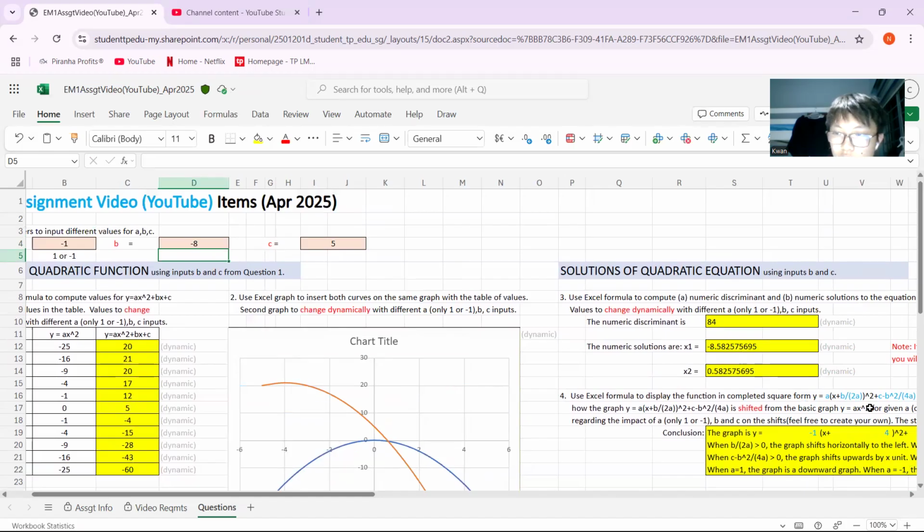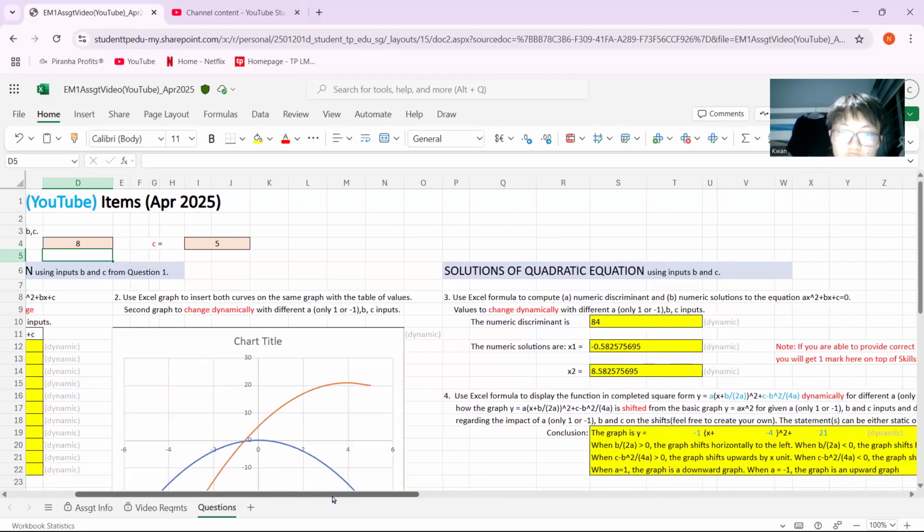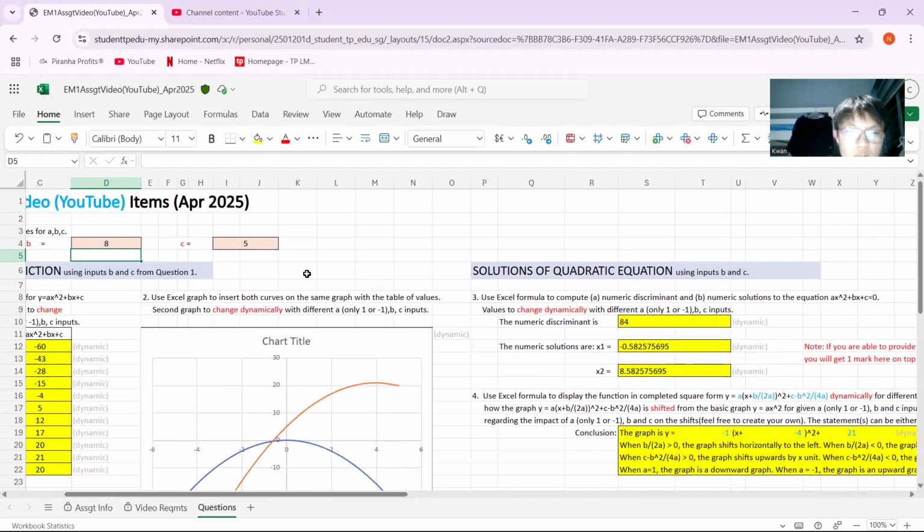And when this number, B divided by 2A, becomes a negative number, we'll make it -4, you can see that the graph shifts to the right. So that shows that this part of the formula controls the horizontal position of the graph from the basic graph.